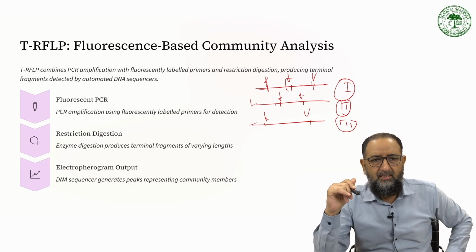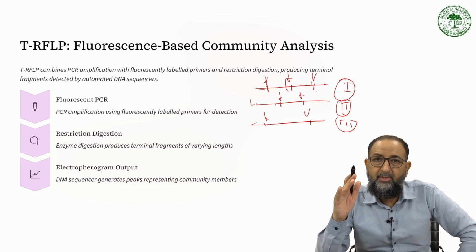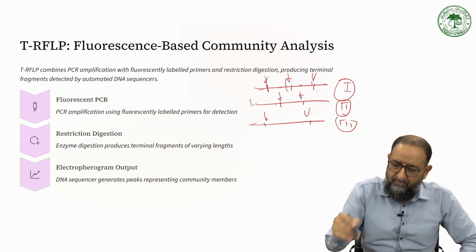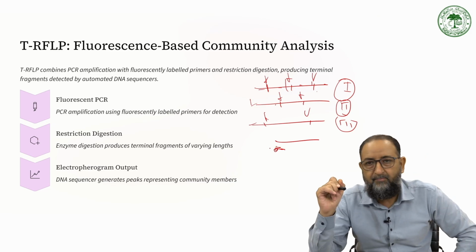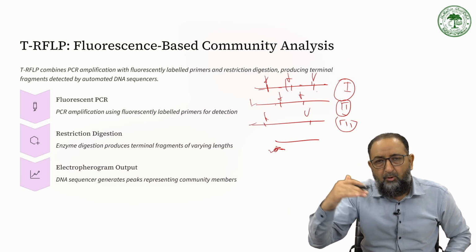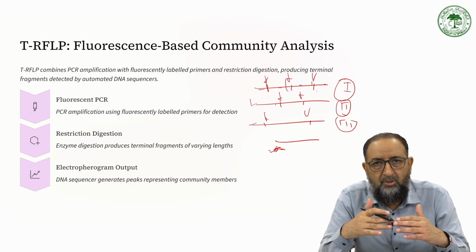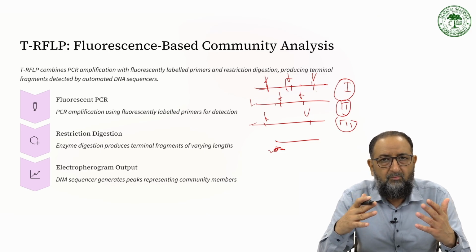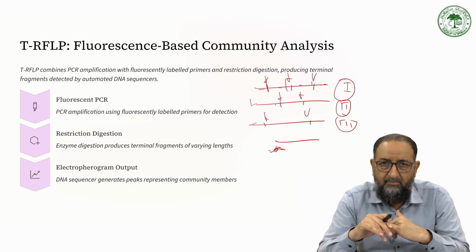What is done in this technique? A fluorescent PCR is done, so you have a fluorescent probe attached. First, PCR amplification is done using fluorescently labeled primers. For example, you use a primer here, and this primer is fluorescently tagged. This fluorescently tagged primer binds and amplifies. When the amplicon is formed and you digest it, you find a fragment that can be detected through fluorescence microscopy, through fluorescence dye, through different fluorescence techniques. So this is the advantage: the fluorescence tag remains attached.